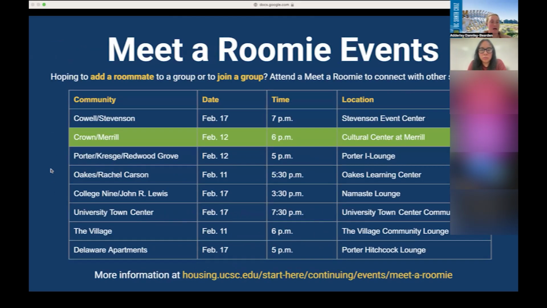So Meet a Roomie events. We're actually going to be having our Crown Merrill Meet a Roomie event today at 6 p.m. at the Merrill Cultural Center. So if you're interested in meeting other people from this community and potentially forming a roommate group, we recommend you attend that event. And then as well as the other communities listed here, this week and going into next week.